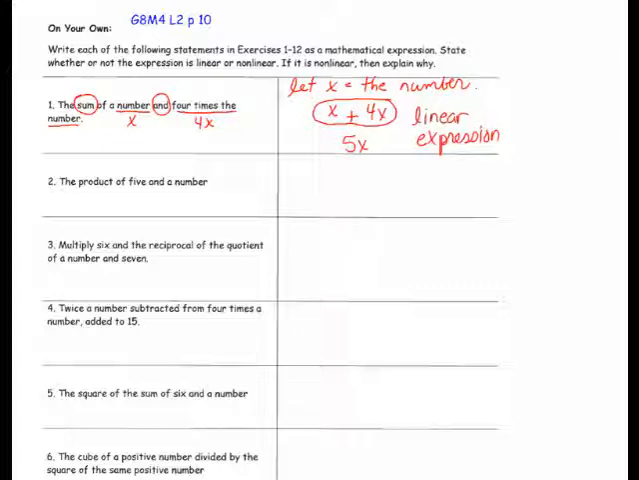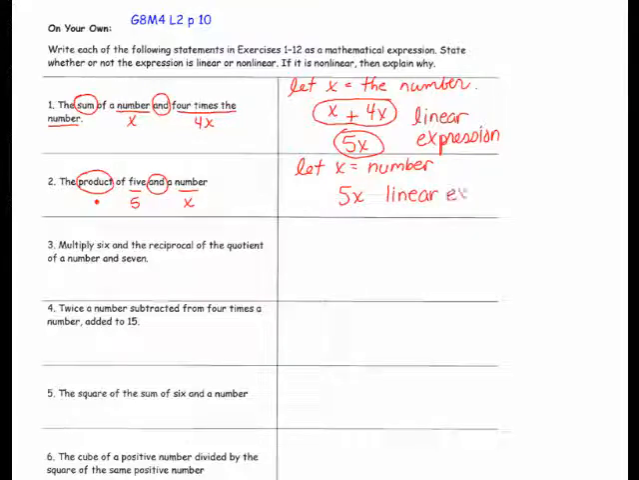Pause the video and complete problem 2. I'm going to let x equal the number. I know that the product means that I'm going to multiply. I'm going to multiply 5 and the number, and that would be 5x. Again, this is the same answer as the above, so you'll notice that this is a linear expression. It has an invisible exponent of 1. Pause the video and complete problem 3.